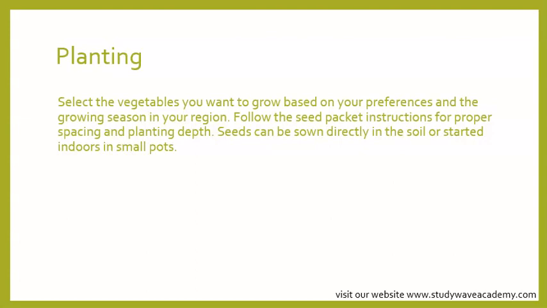You choose the vegetables you want to grow based on what you like to eat and the season. Okay? When you select the vegetables you want to grow, you follow the seed packet's instructions. Read the instructions on the seed packet to know how deep and how far apart to plant the seeds. Okay? Make small holes in the soil following the instructions. Place the seeds in the holes and cover them with soil. Water the area gently after planting.